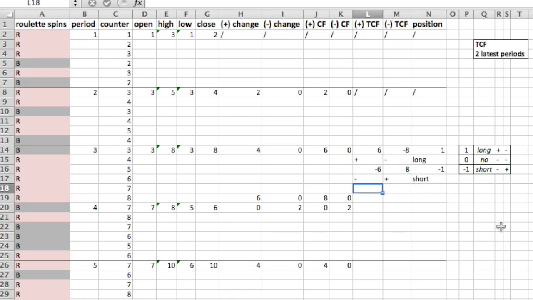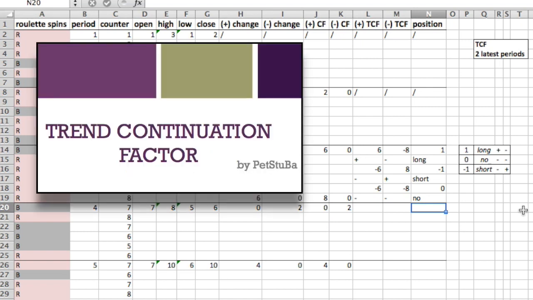That's also possible. For example, minus 6 and minus 8. The system or indicator did not detect a trend. Here is a negative number and here is a negative number. And so negative, negative, that's 0, as a code or a signal for no position. And there's nothing we can do because it's a trend continuation factor. This system believes in trends. If you do not believe in trends, then this indicator is not for you and the system is not for you.